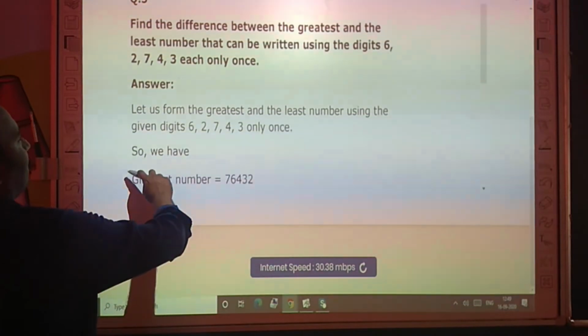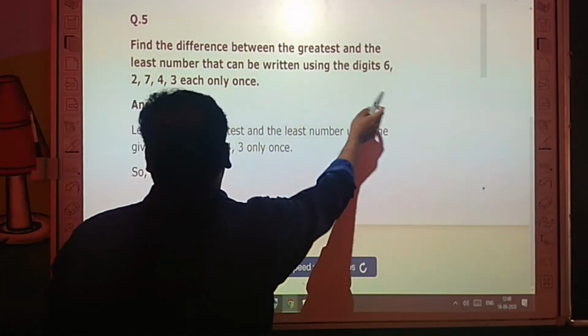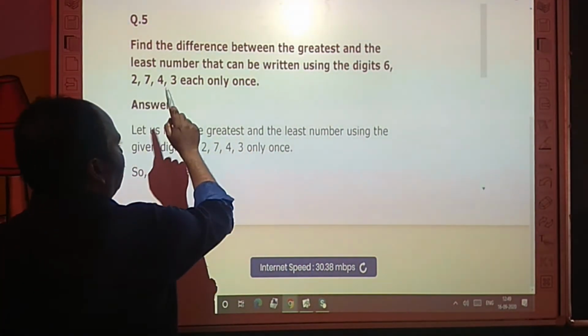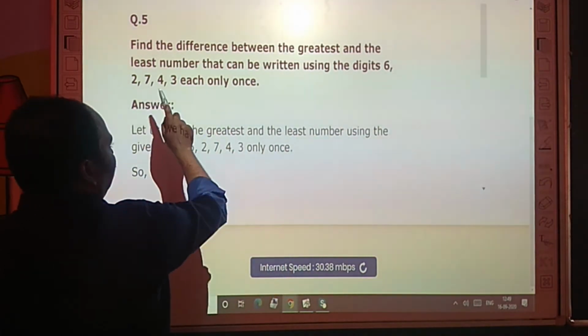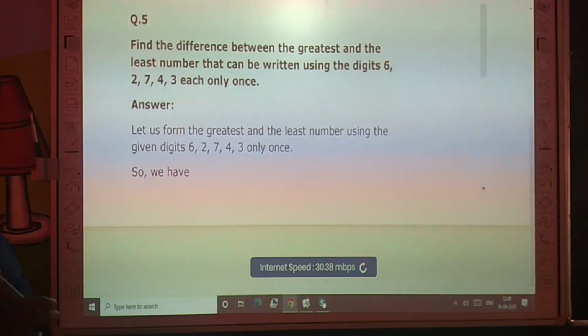Question number 5. Find the difference between the greatest and the least number that can be written using the digits 6, 2, 7, 4, 3 (62743), each only once. The condition is no repetition.